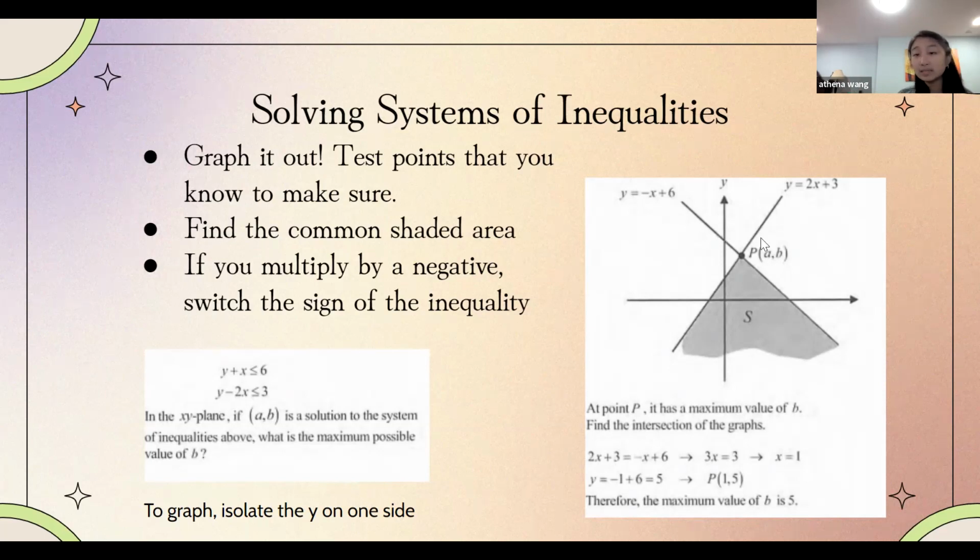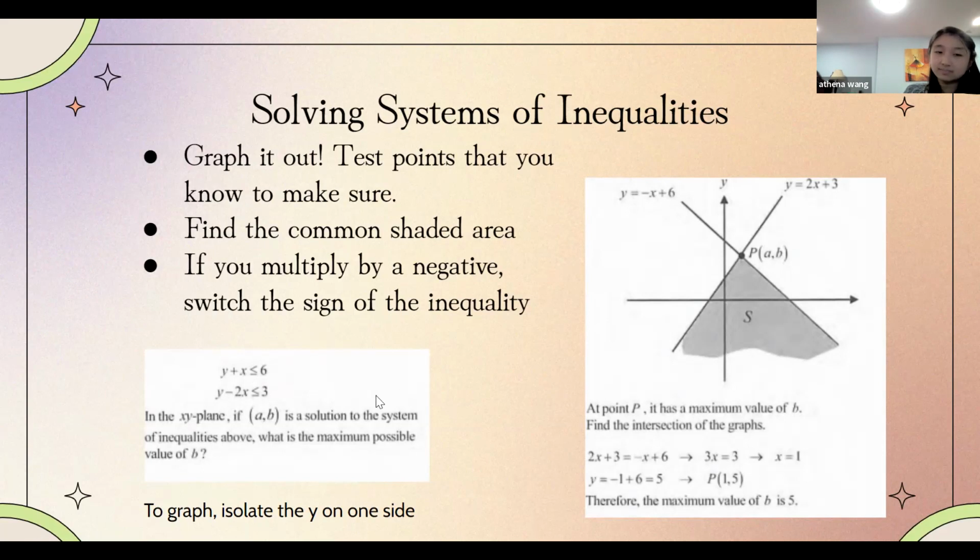Okay, and so basically you first graph out the lines that it's talking about. You change the inequality to an equal sign first. So you graph those lines, and then you also just shade in the area afterwards. So if you multiply by a negative for these inequalities, make sure you switch the sign of the inequality. So if we have that y plus x is less than or equal to 6, if we multiply by -1 on both sides, we would get negative y minus x is greater than or equal to 6.